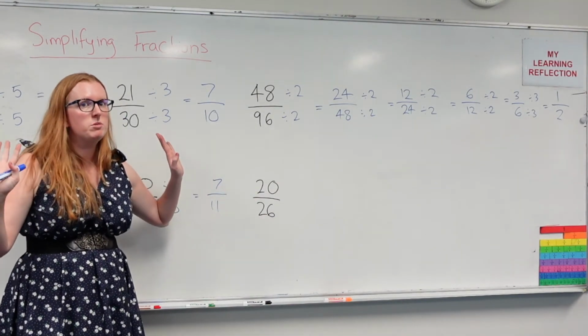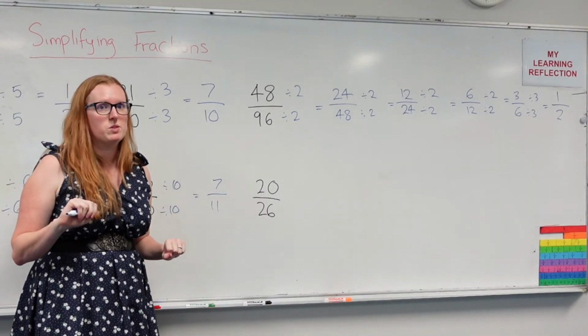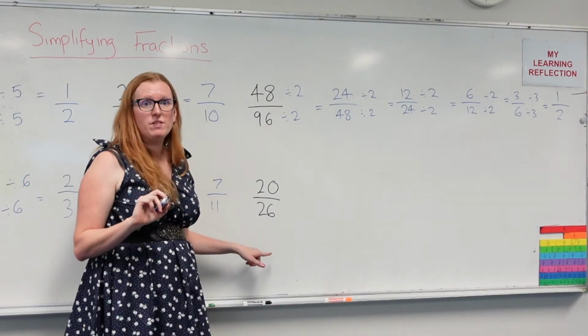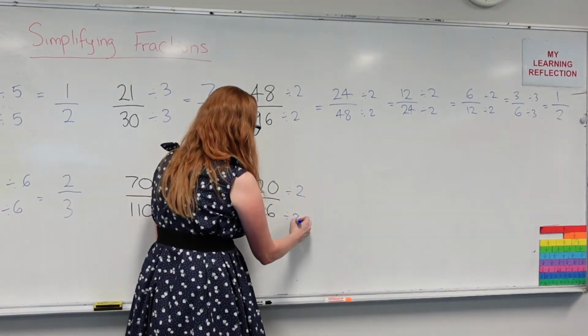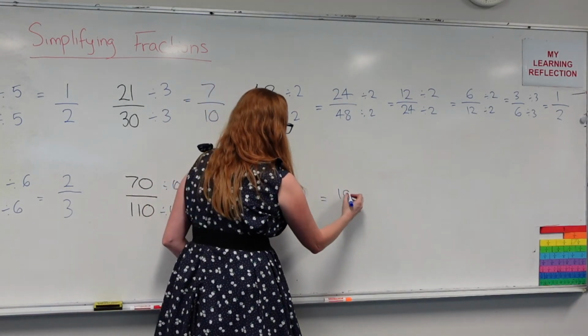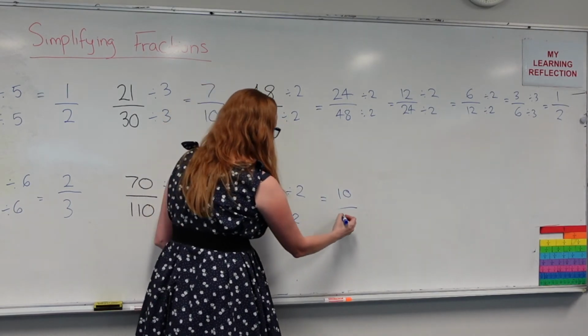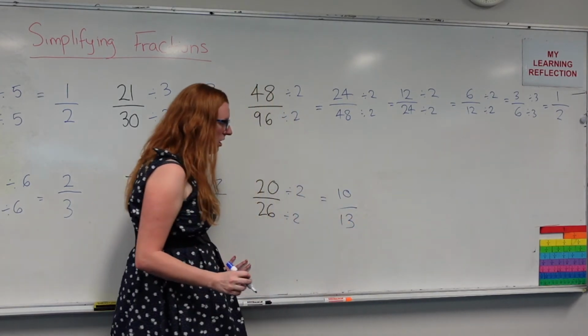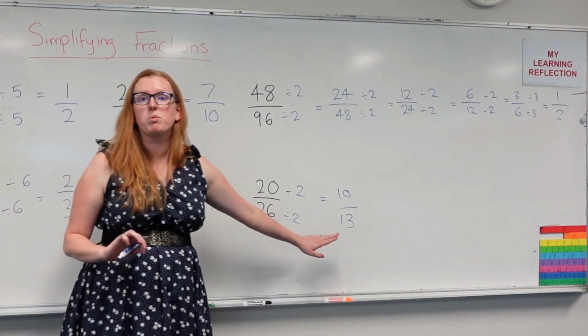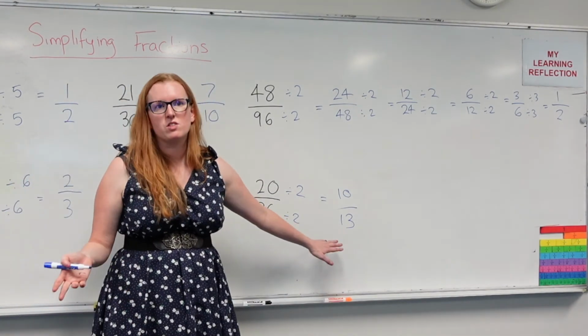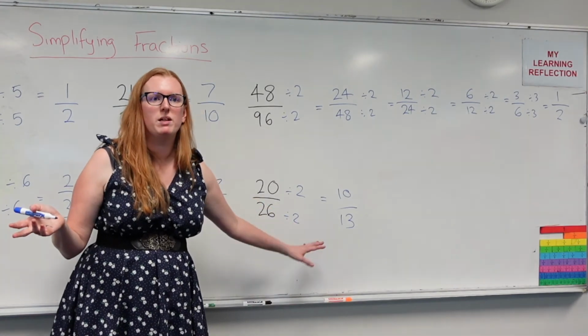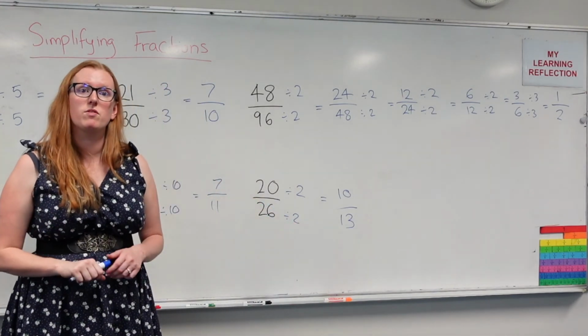Don't know my times tables, so we're going to do this one. So they're both even numbers. So I'm going to divide by 2. So I'll get 10 over 13. Oh, okay. Now, 13 is a prime number, so I actually can't go any further. But also, it's odd, so you can't divide by 2. But yeah, it's a prime number, so I can't go any further.